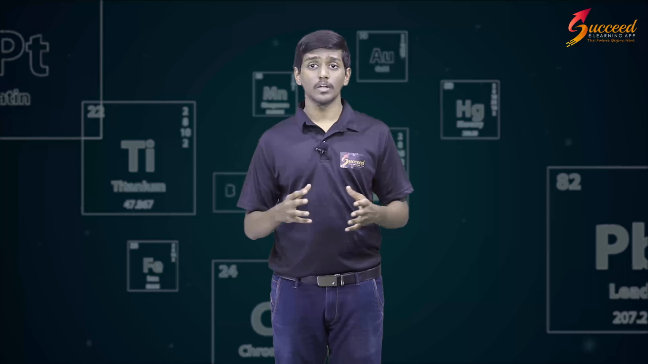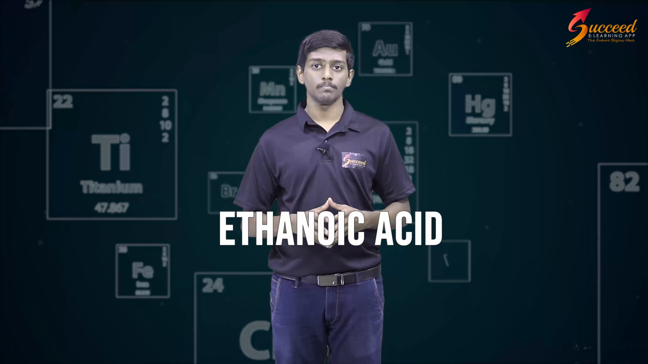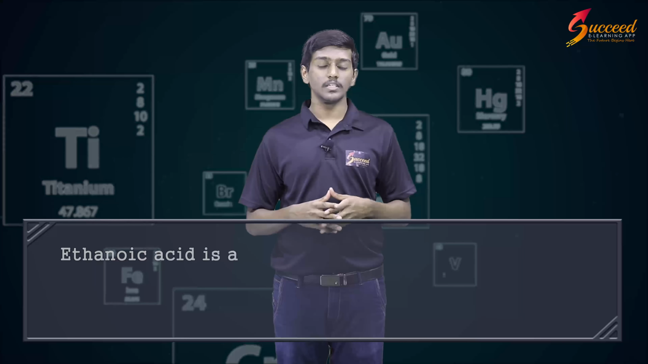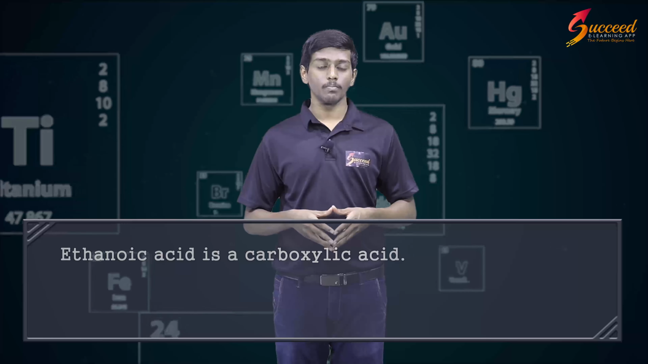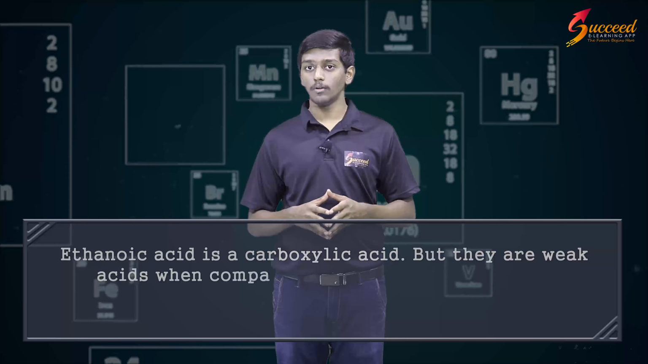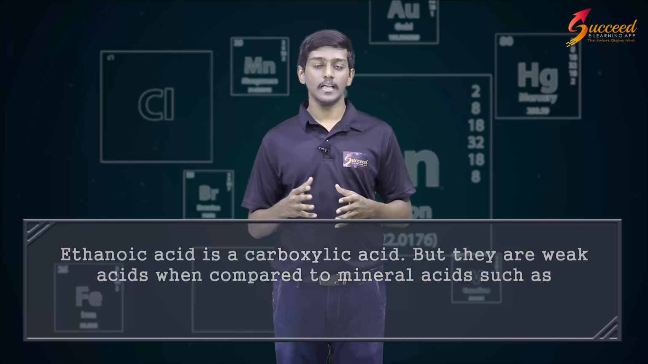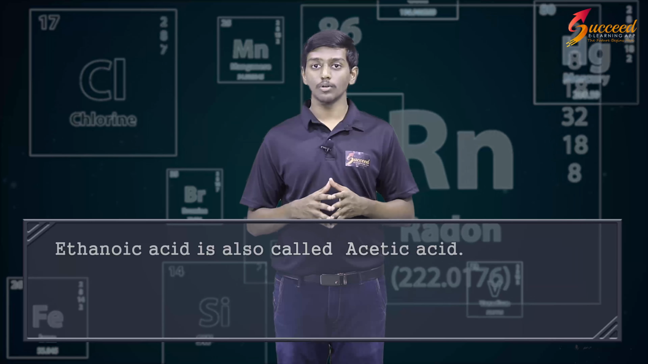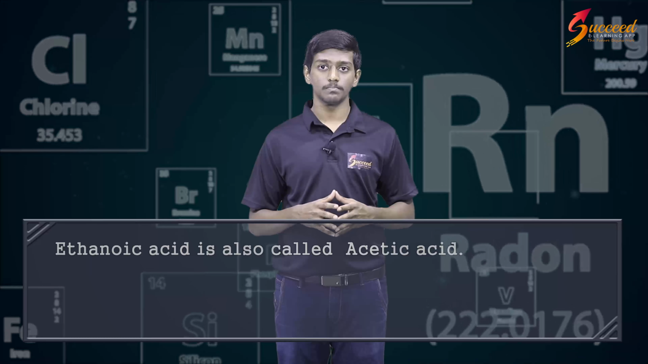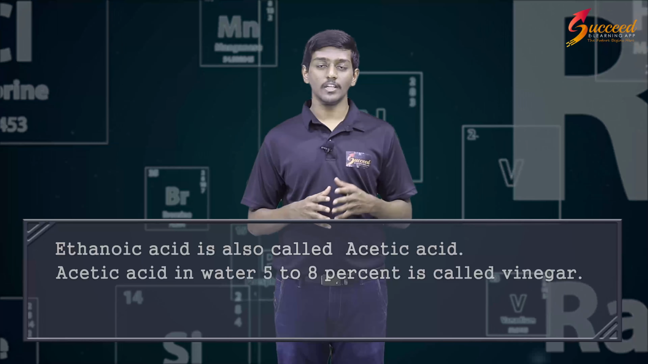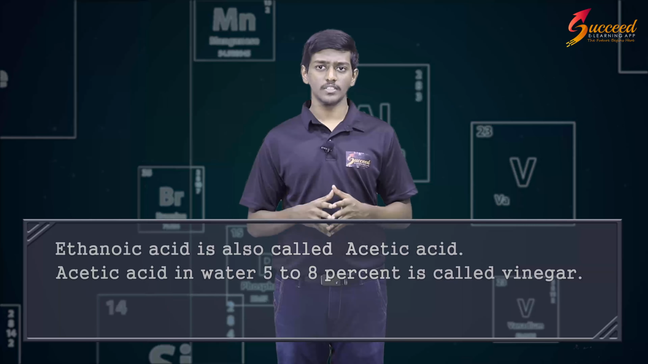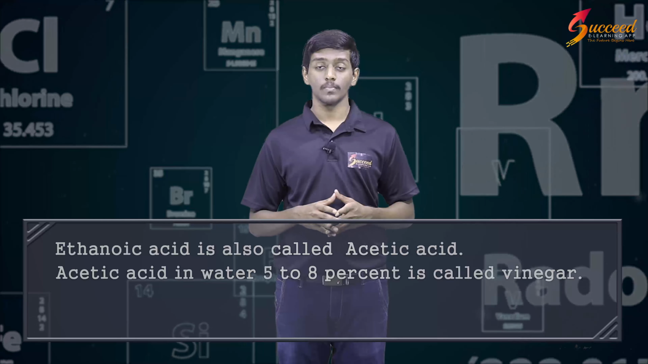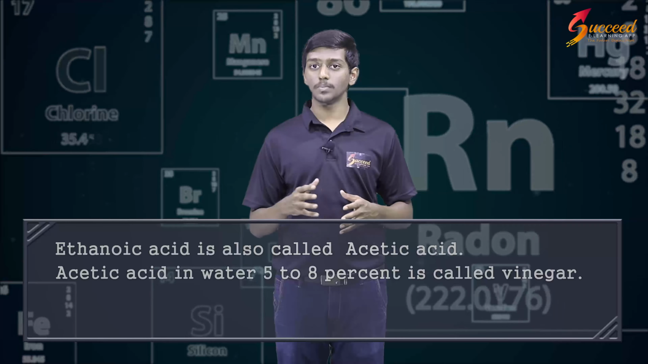Now let us move to another important compound, ethanoic acid. Ethanoic acid is a carboxylic acid, but they are weak acids when compared to mineral acids such as HCl and H2SO4. Ethanoic acid is also called acetic acid. Acetic acid in water, 5 to 8%, is called vinegar, and vinegar is used as a preservative in food industries.